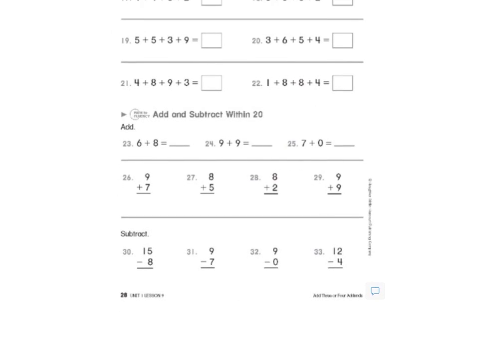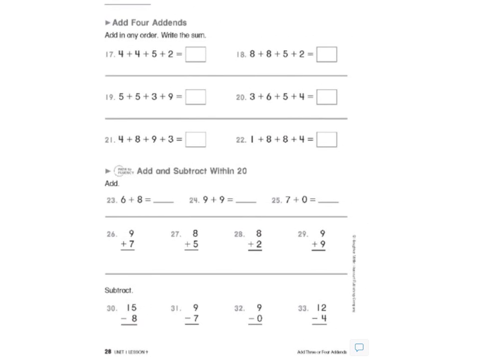Okay, now on page 28 in your SAB, you're going to be adding 4 addends together. Oh my goodness. Now, how can we add 4 addends together? Well, there's a couple different ways we can do this. So let's start on number 17. If I have 4 plus 4, I know, oh, this will make an easy 8. That's a doubles. So I can start with 8.